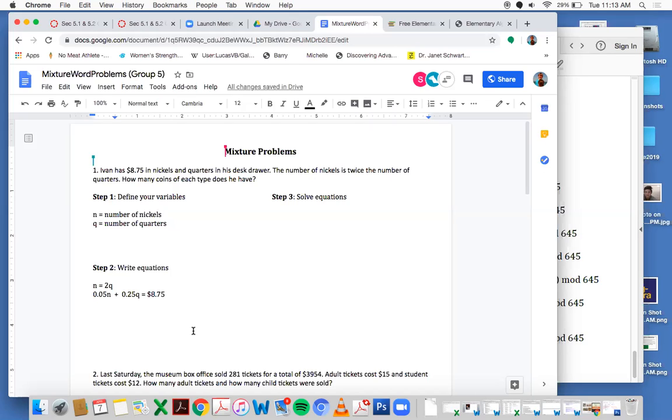You want to show the solution to solving the equation. You don't have to put it all here, but you can say, I'm going to substitute. I'm going to take my equation, and because N is equal to 2Q, this gets substituted in there. So N gets replaced by 2Q. Then you can show the steps to solving the equation.